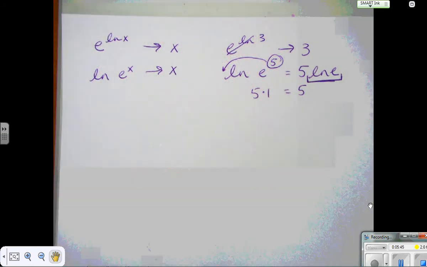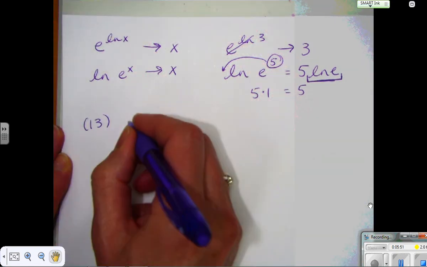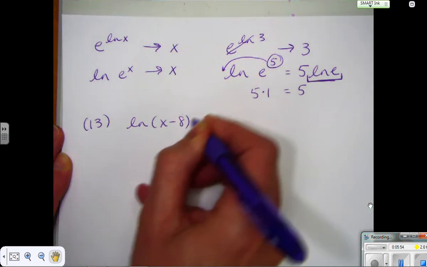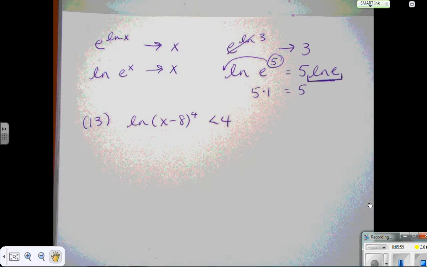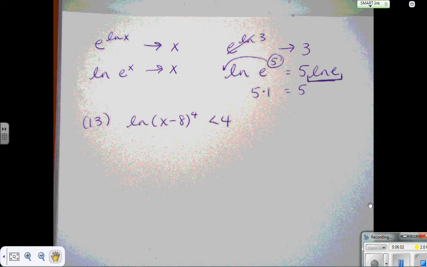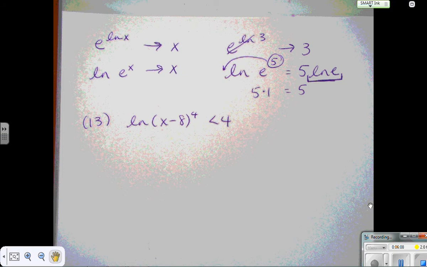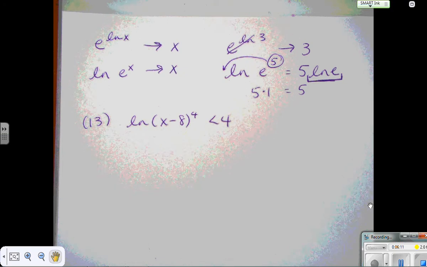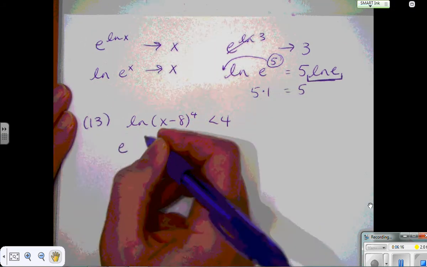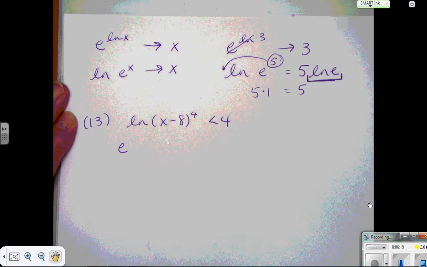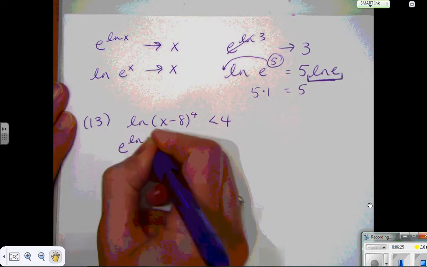Okay, so let's do an inequality. ln of x minus 8 to the 4th is less than 4. So when you're starting off with ln in the problem, the way you want to set it up is you want to write them both in base e. And as long as I write both sides in base e and make them exponents, then I can do that. It's not changing a value or anything.